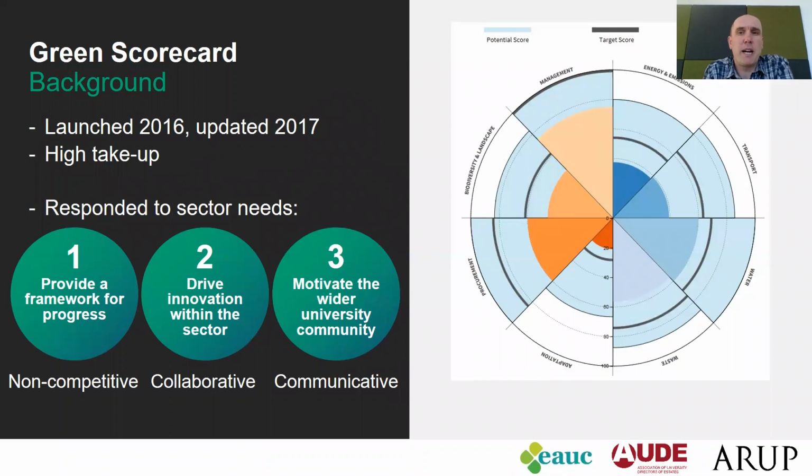So just a bit of a background. Some of you may or may not be aware of the Green Scorecard, which was a higher education only tool that we developed a couple of years ago with Ord. It was a response to the sector in that it was deliberately non-competitive, collaborative and communicative. Those things were seen as vital in the era of the Green League from People and Planet, which was causing a sort of competitiveness within the sector and causing people to not collaborate and share.